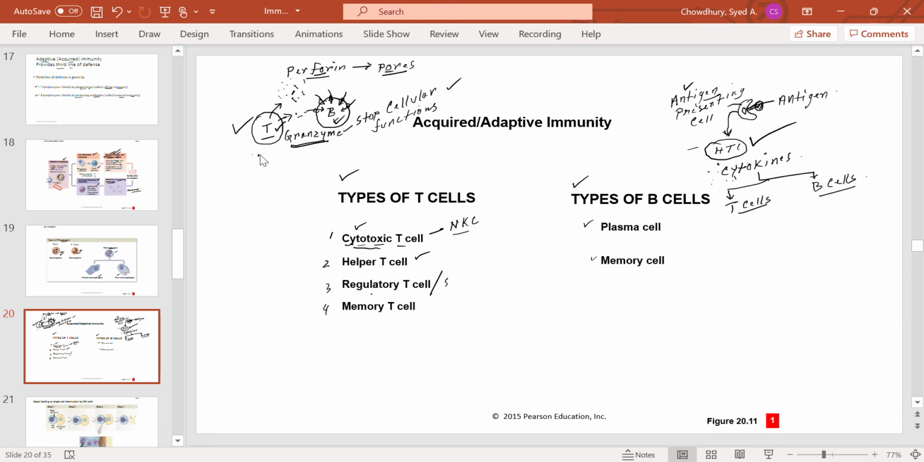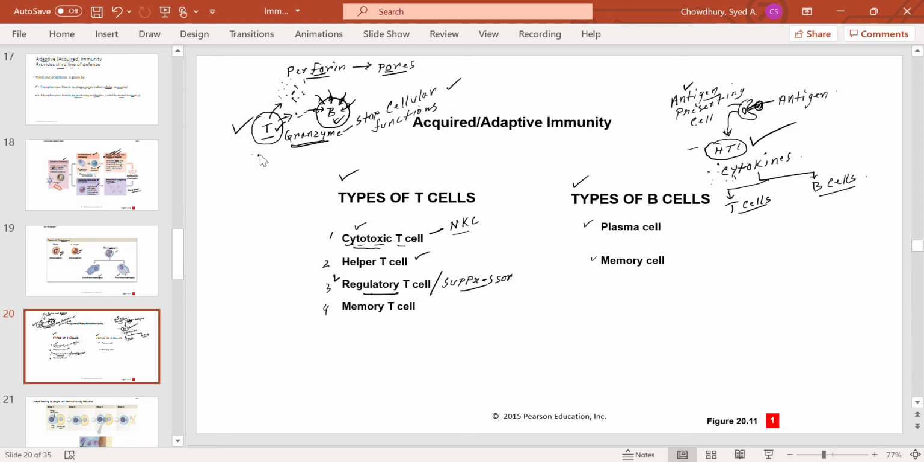Regulatory T cells are also called suppressor T cells, and this type of T cell is very important in your body because it controls the immune function. If your immune system tends to work too much, over function, then it will slow it down. Make sense? So that's why it is called regulatory T cells. Regulatory T cells will tell the immune system of your body not to work too much.